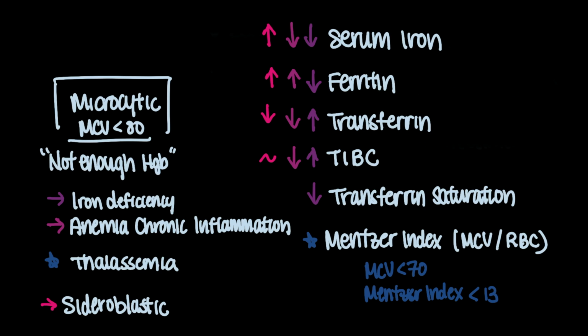Now, what the Mentzer index is trying to do here is basically differentiate between an iron deficiency anemia and a thalassemia. In the case of iron deficiency anemia, the red blood cell count itself tends to go lower, and thus the Mentzer index would be higher. In the case of thalassemias, the red blood cell count itself may not actually decrease that much, thus keeping that ratio below 13, which is the characteristic of thalassemias.